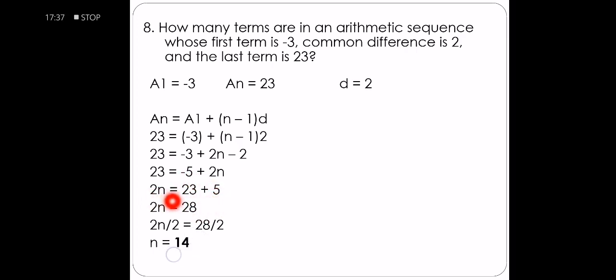So 2n equals 23 plus 5. 2n equals 28. Since we are only looking for the value of n, we are going to divide both sides by 2. So 2n over 2 equals 28 over 2. So cancel na yung 2. N equals 28 divided by 2, and that is 14. So our answer is 14.